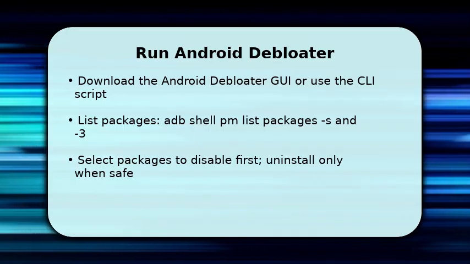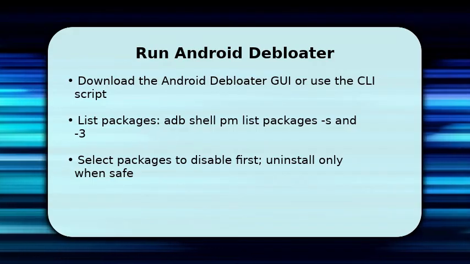If an app breaks functionality, re-enable it immediately. Keep notes of every change. That log is your rollback map.